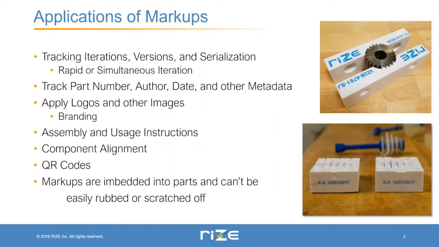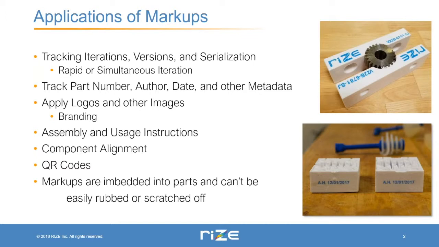So I will begin by talking about some of the useful applications of using the markup technology. To begin with, markup technology is the ability to apply ink to the surface of 3D printed parts, and this is useful for a variety of different things, all built around essentially attaching information to your physical printed parts.